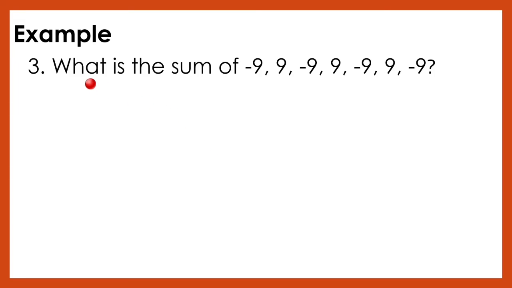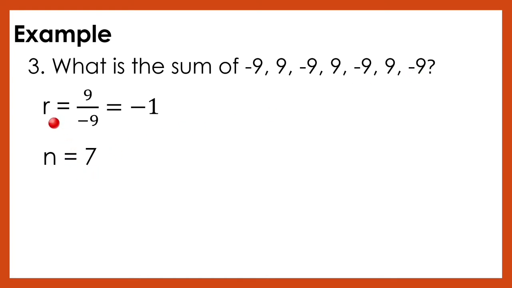Let us have example 3. What is the sum of negative 9, 9, negative 9, 9, negative 9, 9, negative 9? Let's find the common ratio. We have second term which is 9 and then first term which is negative 9. 9 over negative 9 is equal to negative 1. What is the number of terms? We have 1, 2, 3, 4, 5, 6, 7. Our number of terms is 7.